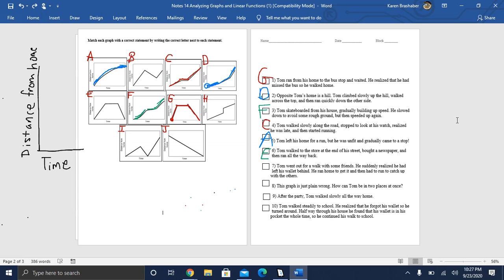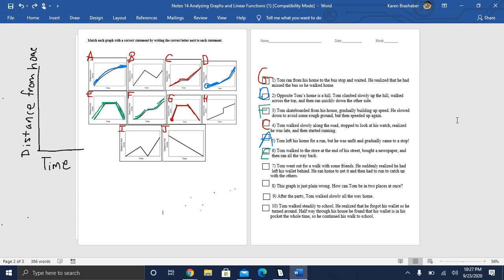So graph E, he walked to the store, so he's getting farther from his house. He bought a newspaper, so that took time, but he wasn't getting any further away from his house. And then he ran, and he's getting back to his house. So he's going back so that he's not far away from his house anymore. And running was a little bit steeper than the walk. So that's graph E. So we just have 4 graphs left.